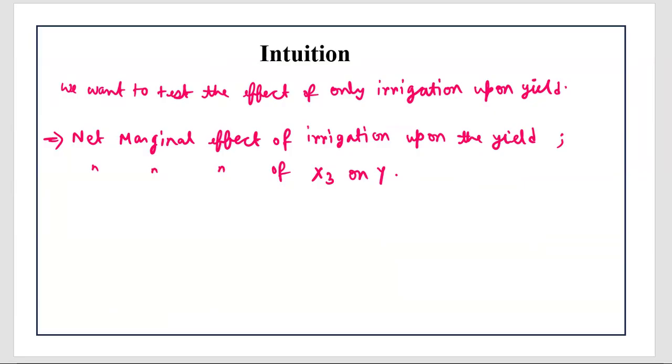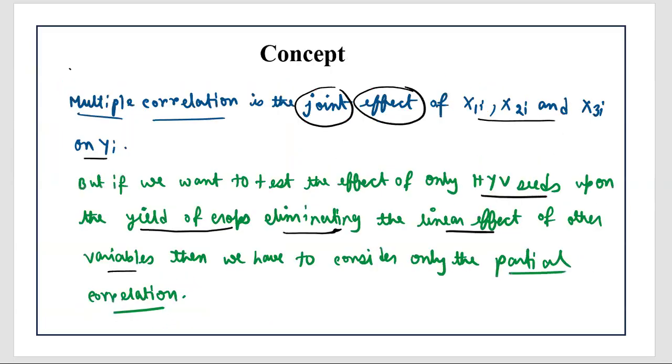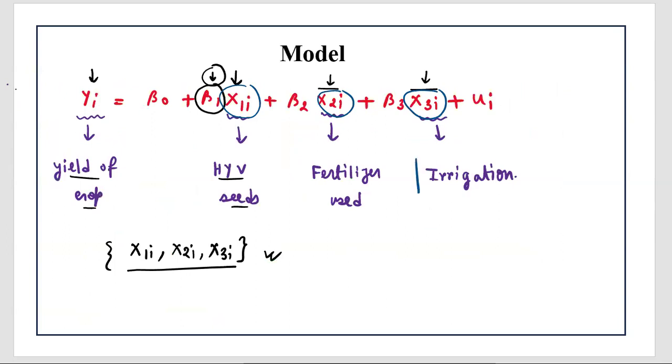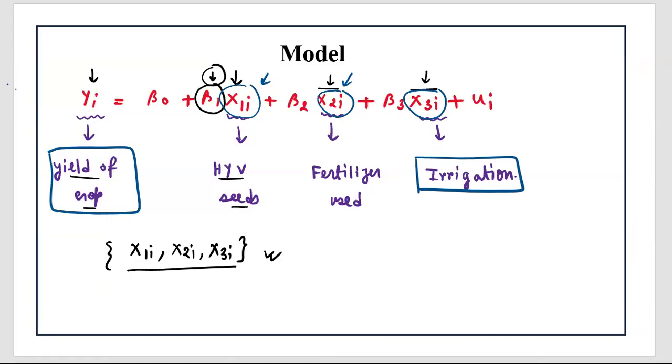So how will we do that? For that, we have to think of a process. What is the process? So see, in the model, we want to find out the effect of irrigation on the yield of crop. But the problem, as I have explained before, is that here in your model, you have two more explanatory variables, namely x1 and x2. So you have to eliminate the linear effect of x1 and x2 from yi, and also eliminate the linear effect of x1 and x2 from this explanatory variable x3i, right?